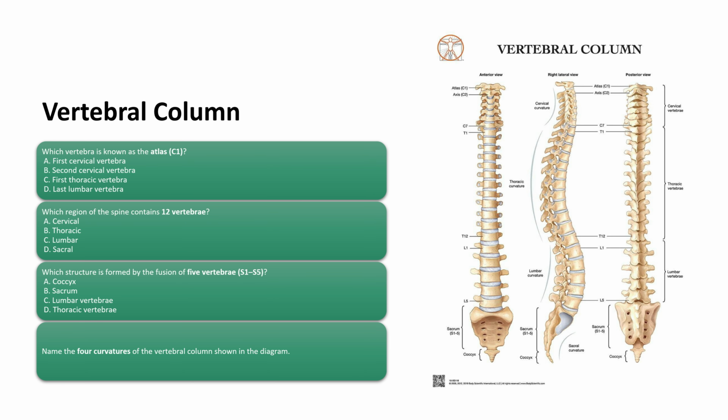All right, let's take a look at your vertebral column. Let's do a couple of interactive questions for this too. Which vertebra is known as the atlas? C1. Which region of the spine contains 12 vertebrae? Which structure is formed by the fusion of 5 vertebrae? Name the 4 curvatures of the vertebral column shown in the diagram.